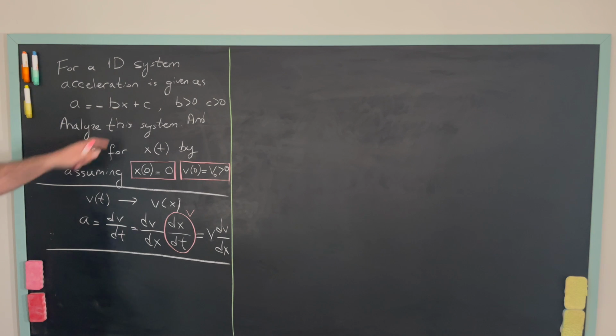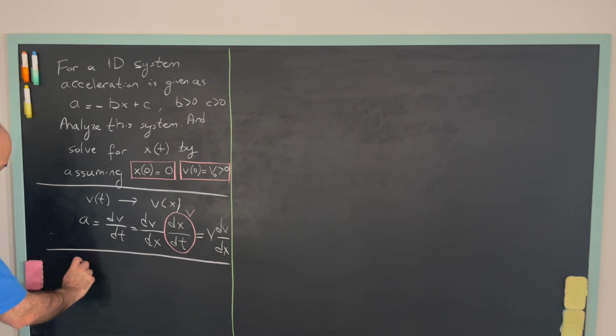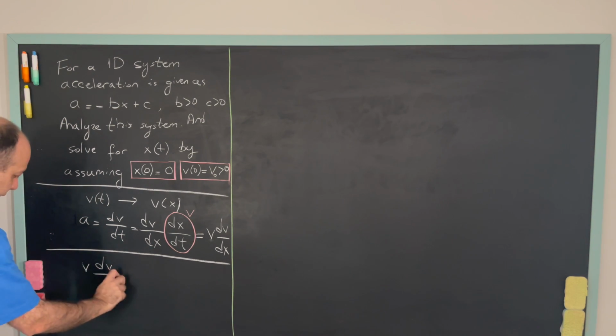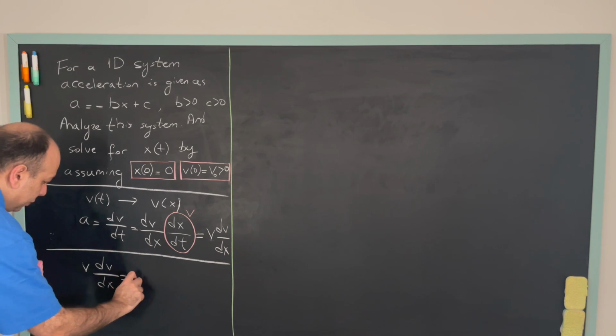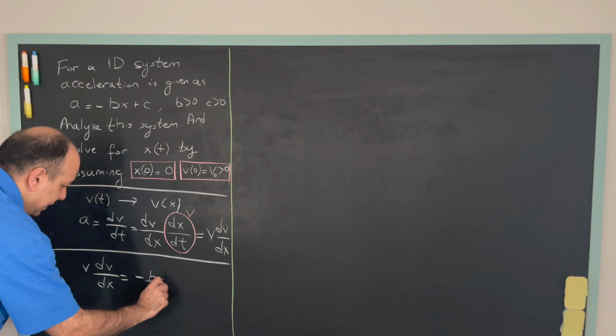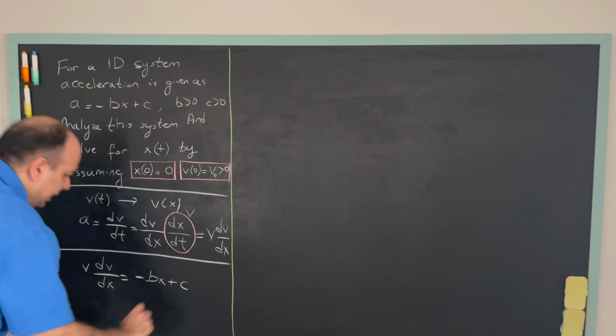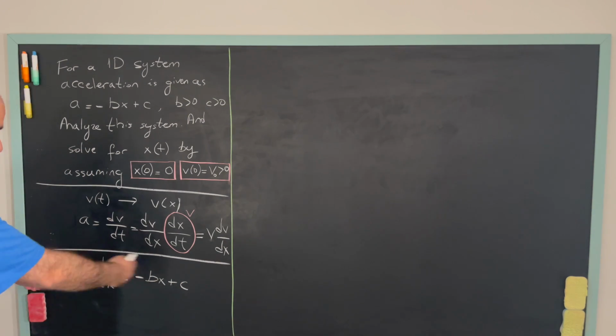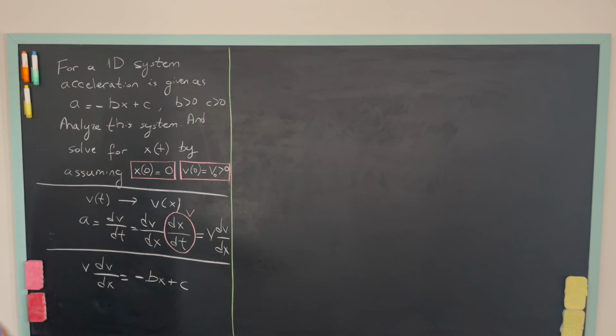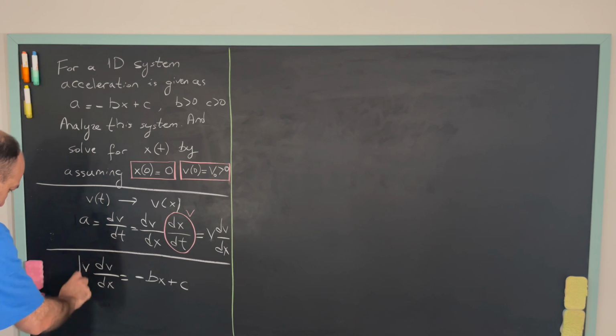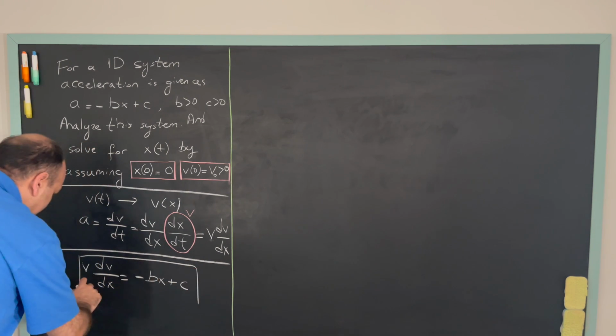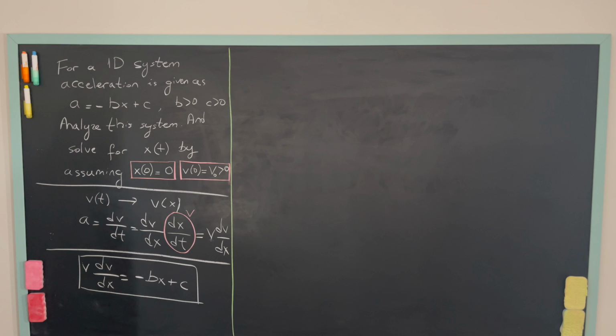So we can simply write this equation as v dv/dx = -bx + c. Now we can simply integrate it, right? Okay, we will use this equation and solve for v as a function of x.